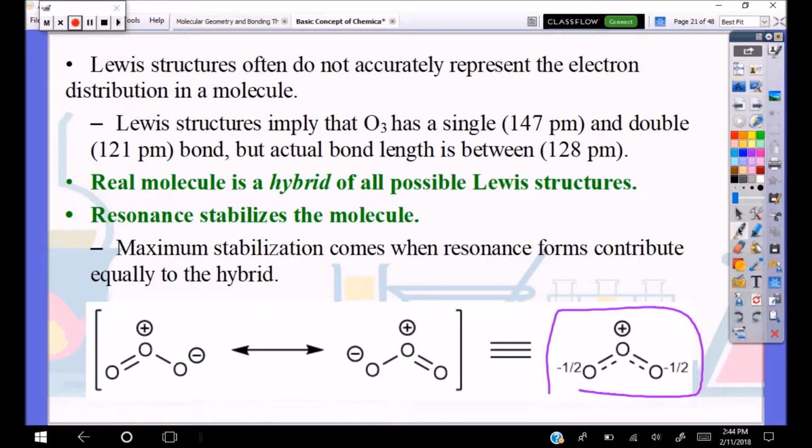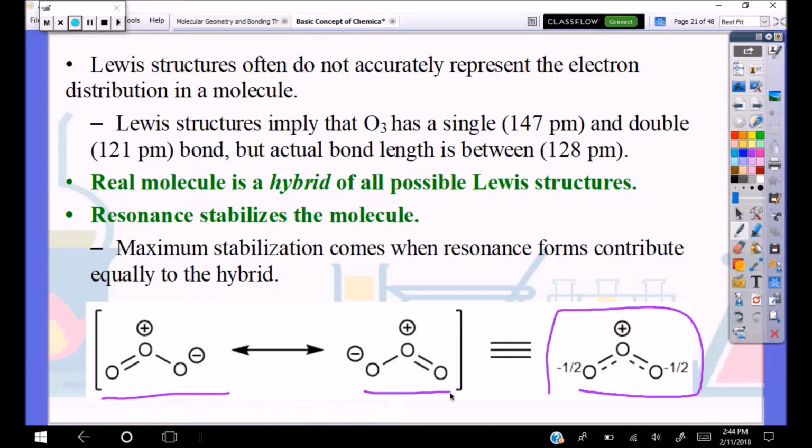We know if we were to look at these two versions here, the double bond would be shorter than that of the single bond, but in reality, those electrons are being transferred across the entire molecule, and therefore we get a hybrid. And with that hybrid, the bond length is actually somewhere in between.